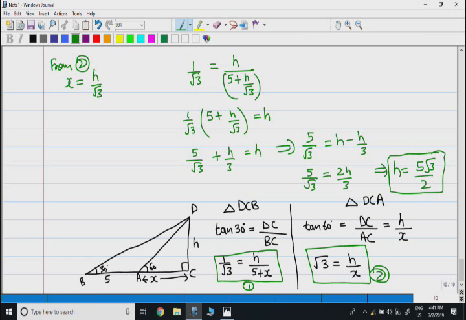That is the answer. Yes, you are right. 5 root 3 upon 2, that is the value for h, or you can say the height of the mountain, any mountain, not Mount Everest. Mount Everest cannot be of this height.